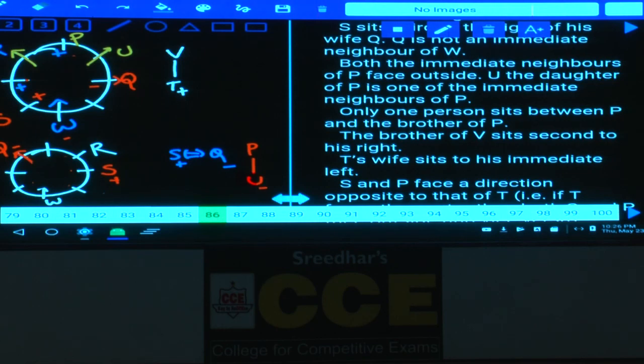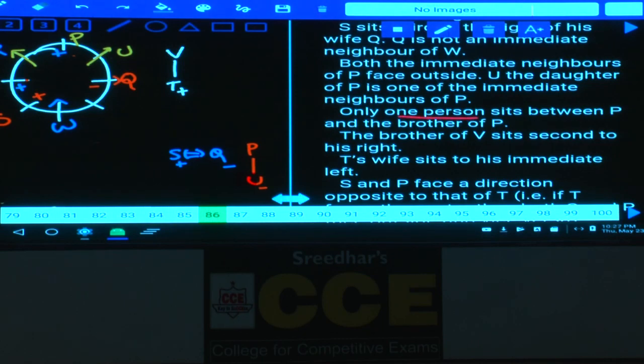Now in the second case we need two adjacent places for P and U. If P is here, U must be in these two places, which is not possible. And the second case is completely ruled out. Are you following this one or not? Finally we are left with only one case. The immediate neighbors of P are facing away from the center, that is, R and U are facing away from the center. Next one.